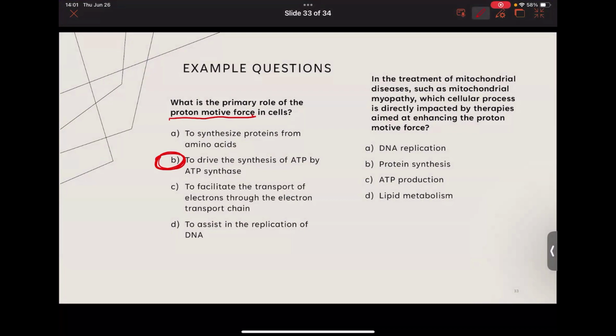In the treatment of mitochondrial diseases, another mitochondrial disease such as mitochondrial myopathy, so a muscle issue, which cellular process is directly impacted by therapies aiming at enhancing the proton motive force? The proton motive force is essential in ATP production in our electron transport chain. So that's going to be C.